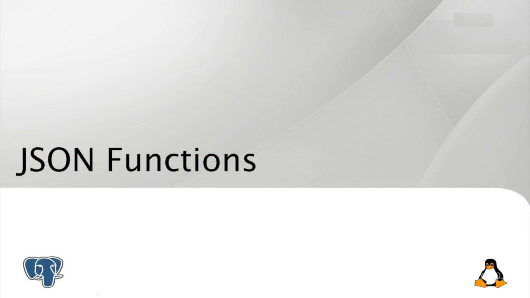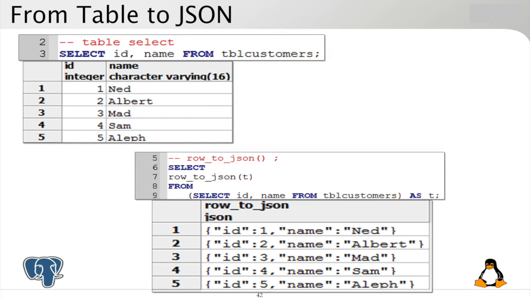Now let's have a look at how some of the JSON functions work. If I start with a simple select statement of ID and name for the customer table, I end up with a record set of 2 columns and a few records, as you can see here on the top left corner of this slide. Now, if I label that first query as T and invoke the row to JSON function, it converts each of those records into a JSON object. That's pretty neat, isn't it?